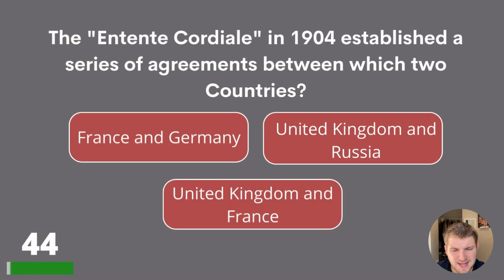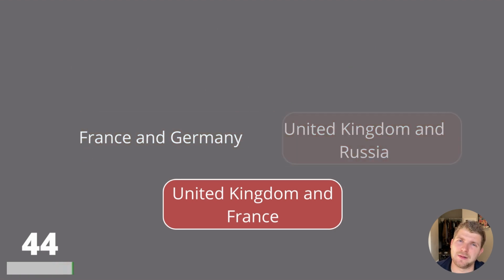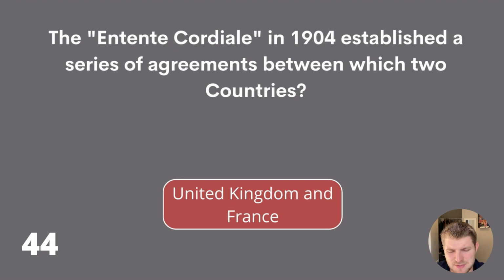44. The Entente Cordiale in 1904 established a series of agreements between which two countries? France and Germany, United Kingdom and Russia, or United Kingdom and France. And I think that's the Entente Cordiale. The answer is United Kingdom and France. Well done if you got that one.